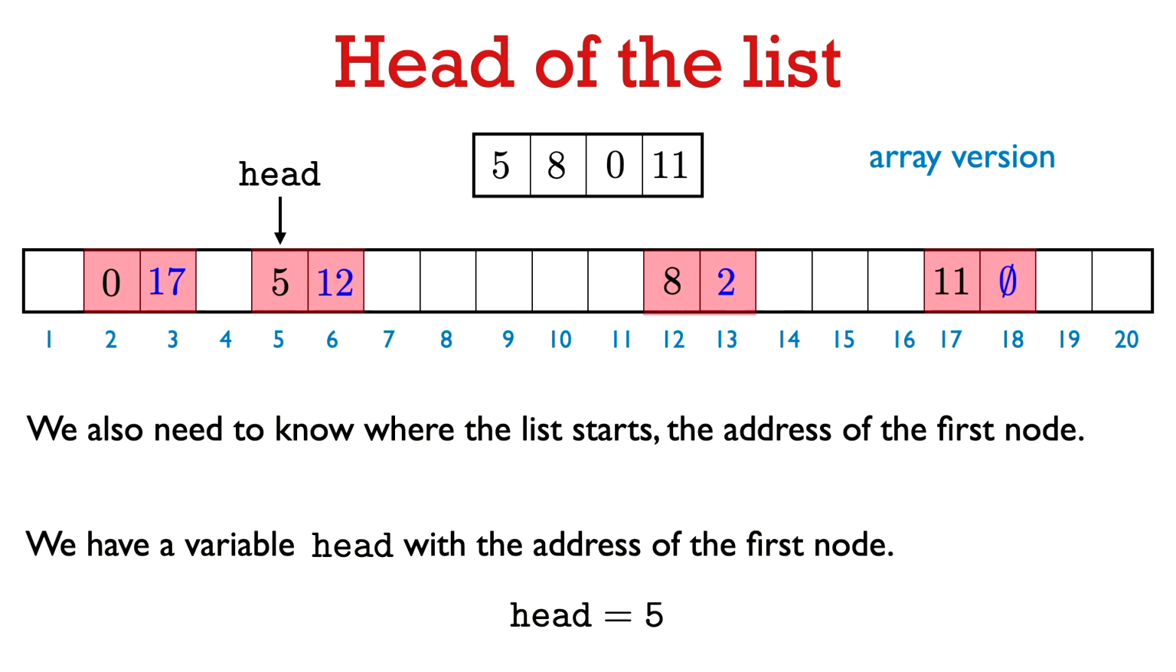So a linked list also needs to store the address of the first node in the list so that it can find where the list starts. Usually this is stored in a variable called head, which is a pointer to the first node in the list. That is, it has the address of the first node in the list. So the value of head in this case would be 5. That's the address of the first node in our list.